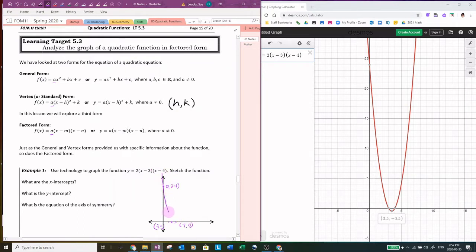And it's just a sketch. It doesn't have to be fantastic, but it should hit those points. And then I've got a dot there, and I'm going to write that this is 3.5, negative 0.5.